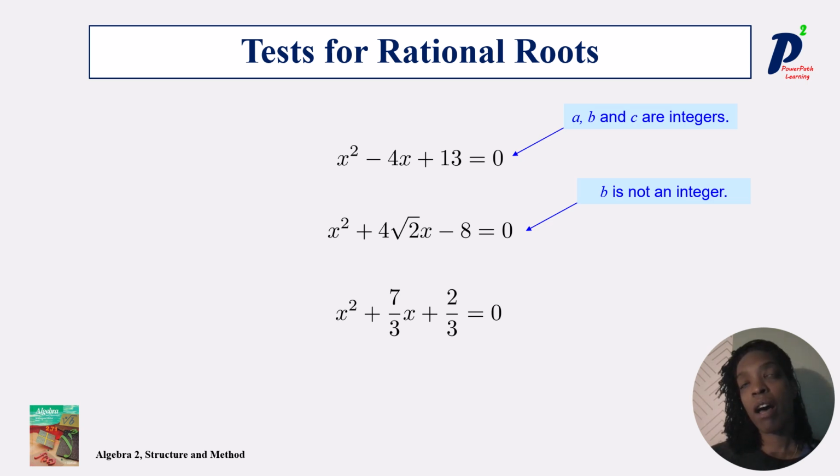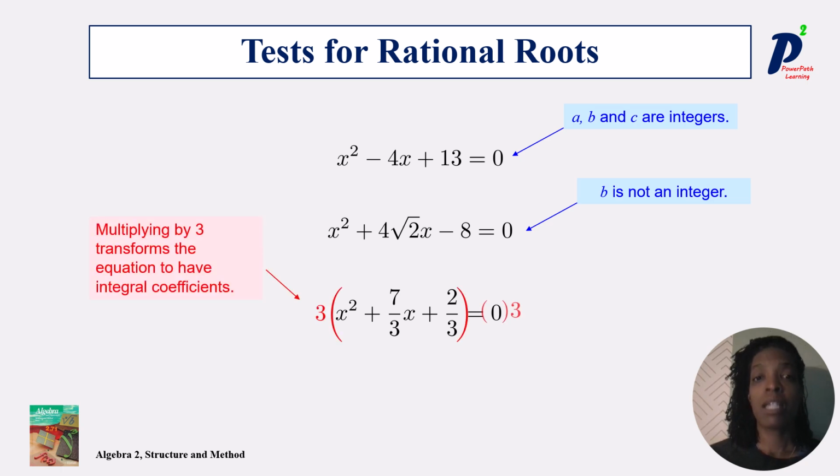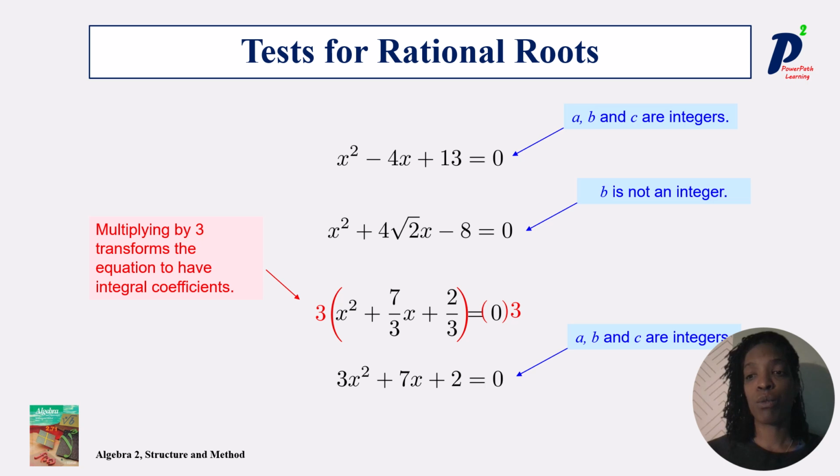Now, you can also have quadratic equations with integer coefficients that can be transformed. Very good. If I multiply both sides by 3, basically, I have a quadratic equation with integer coefficients. So those will also have rational roots.